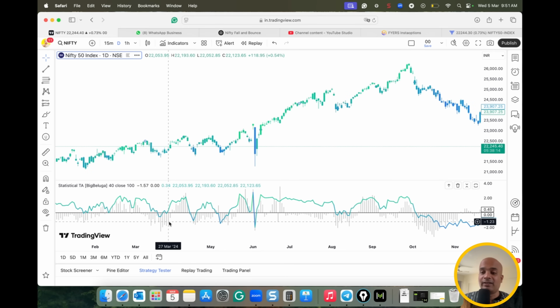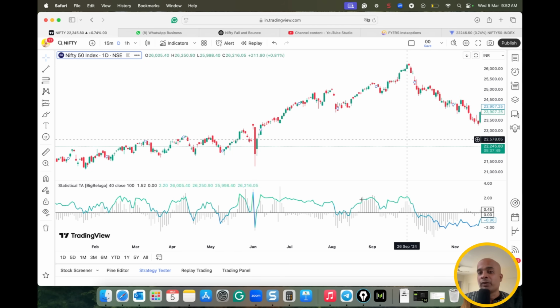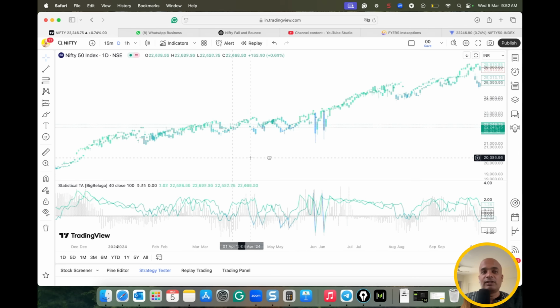The second thing is how to identify the strength of a trend. If you get more lines like this, it indicates a bullish trend. If you get more lines like this on the downside, it indicates a strong bearish trend. See here, if you place a cursor on top of this, it shows the candlestick colors actually. So if you get more lines like this, it indicates a bearish trend. If the line is above, and you get more lines like this, it means it is a bullish trend. So this is how you can use this.